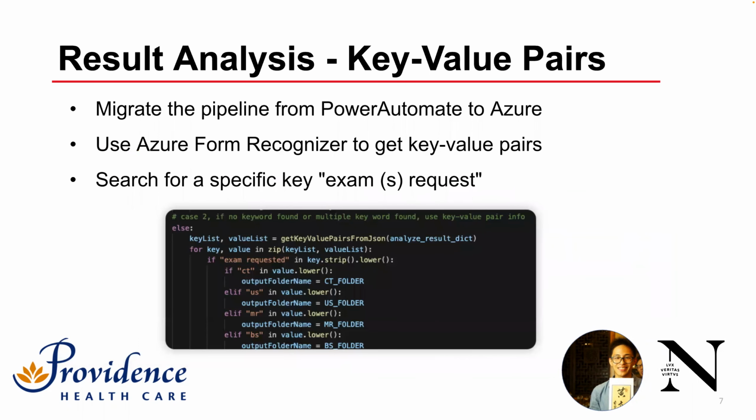In order to achieve that, we noticed that we can leverage the help of Azure Form Recognizer, which will help us to extract key value pairs from PDFs. And then the key here is the exam requested, and then its associated value will be the content where we can search the unique keywords from.